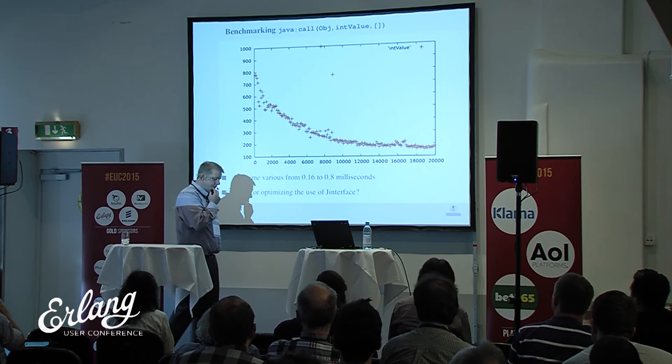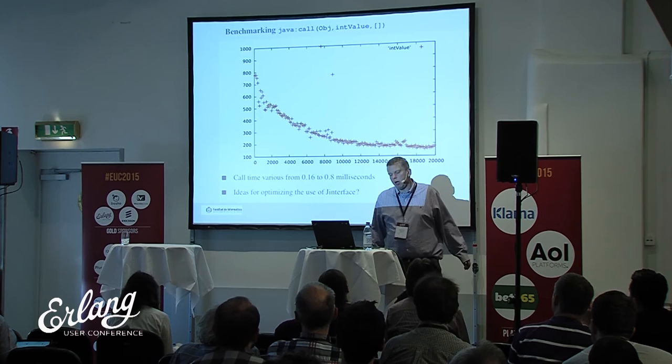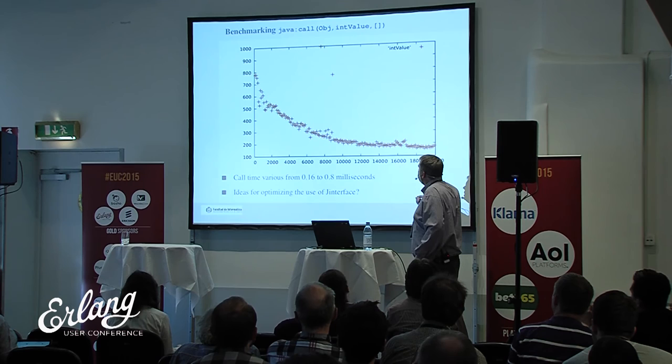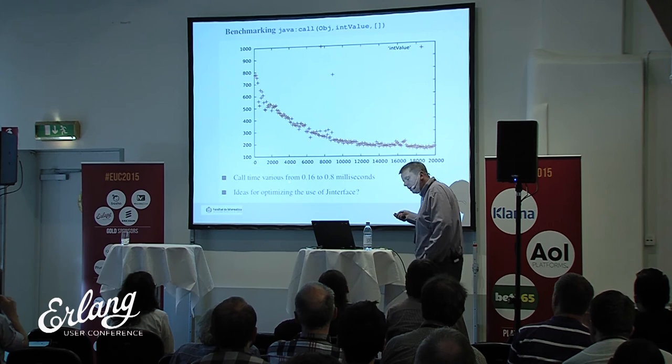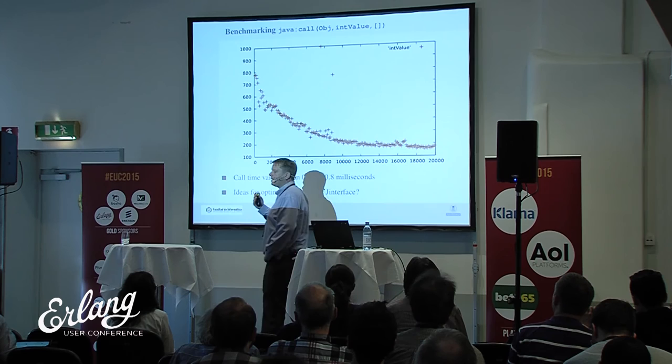I'm not completely sure how to interpret whether this is due to artifacts on the Java runtime system, could be, or whether it's due to artifacts on the J interface side, but it's at least a little bit curious. One can see that it's not a great performing library, it's not totally horrible either, and if you have ideas on how to optimize the interface, please approach me as well. I'm really curious, okay?